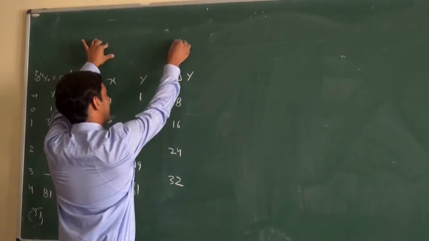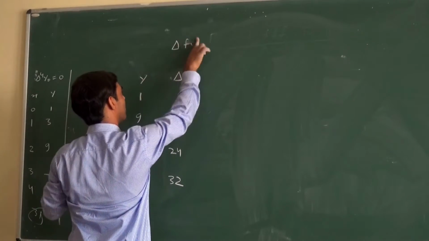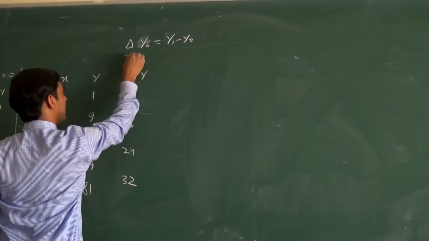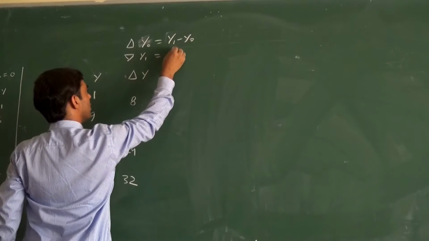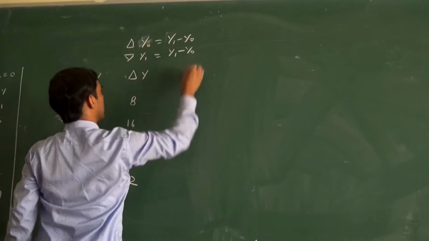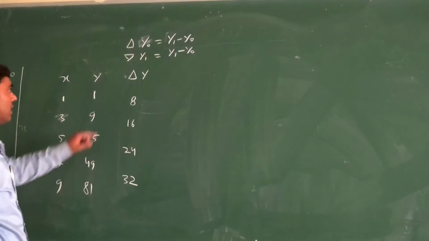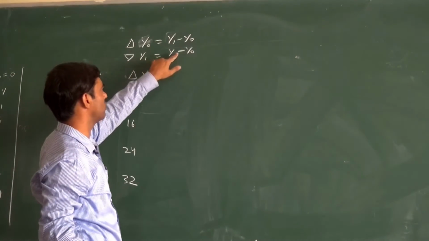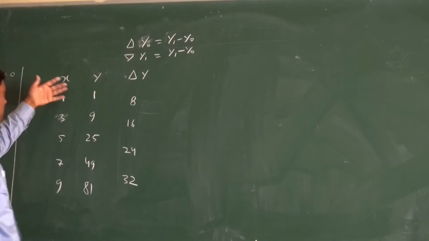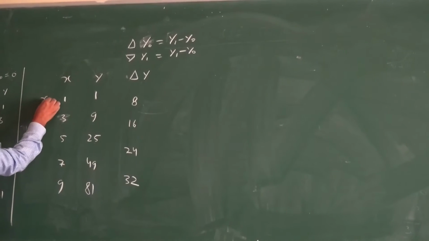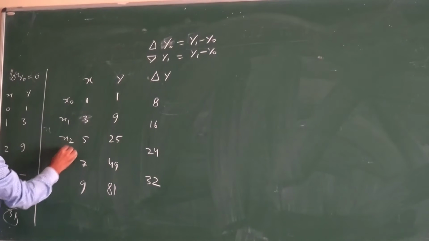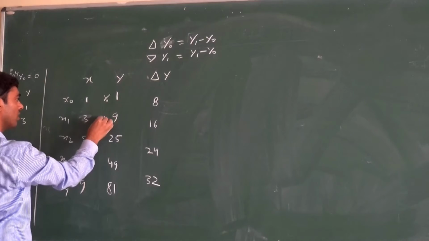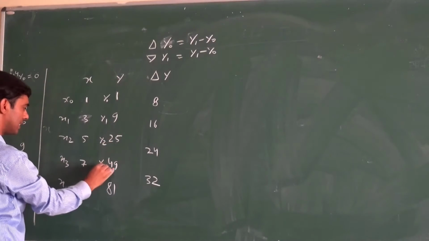Because del y0 is y1 minus y0, and del y1 is also y1 minus y0. If we try to find the backward difference of y0, this becomes y0 minus y minus 1, but there is no term y minus 1. If we start from this one as x0, this one as x1, x2, x3, and x4, the corresponding values are y0, y1, y2, y3, y4.